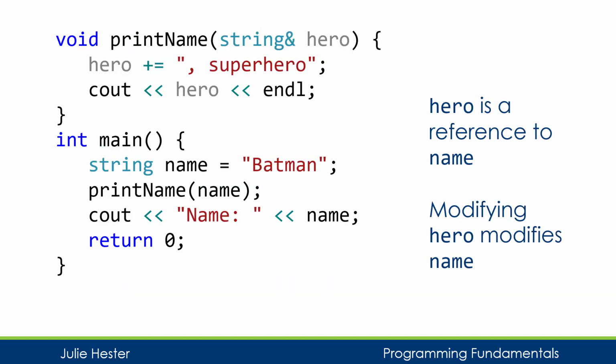So here is that same program, except now in the print name function, the only change I made was to add the ampersand after string. So now when I call print name, I'm not going to copy the value that's in name to hero. Hero's just going to be a reference to the same memory location. And when I modify hero by adding superhero, I'm actually modifying the original one that's inside of main. So I am changing the value of name.